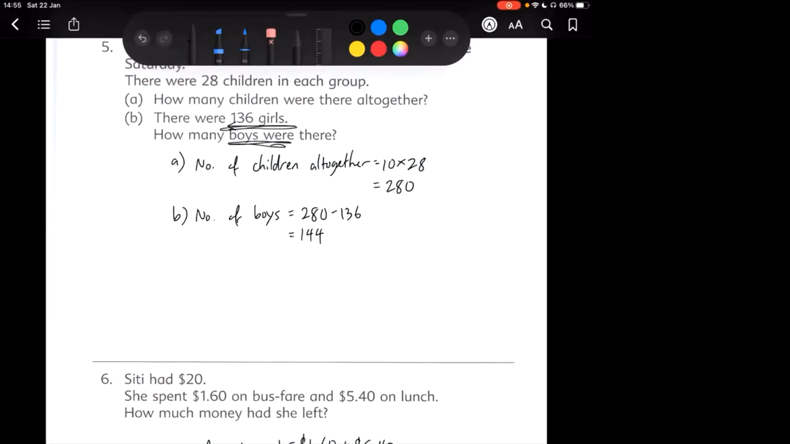Why does it keep on making an arrow? Right, so the number of boys is the total number of children minus the number of girls, which is 144.